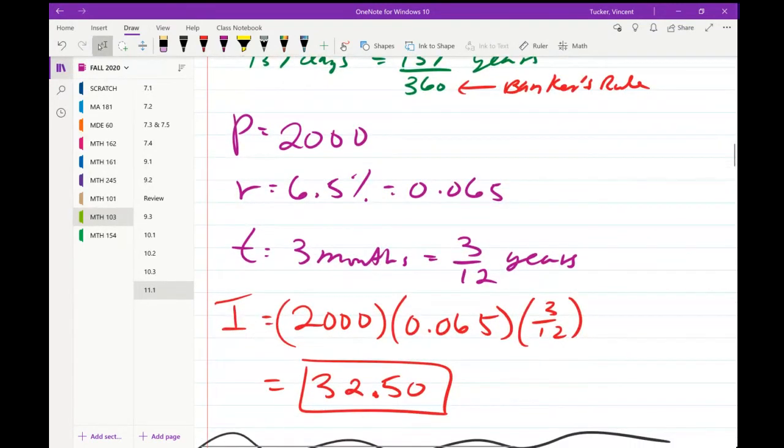Plug those three pieces in the calculator. 2,000 times 0.065 times 3 over 12 will give you $32.50. Any questions?